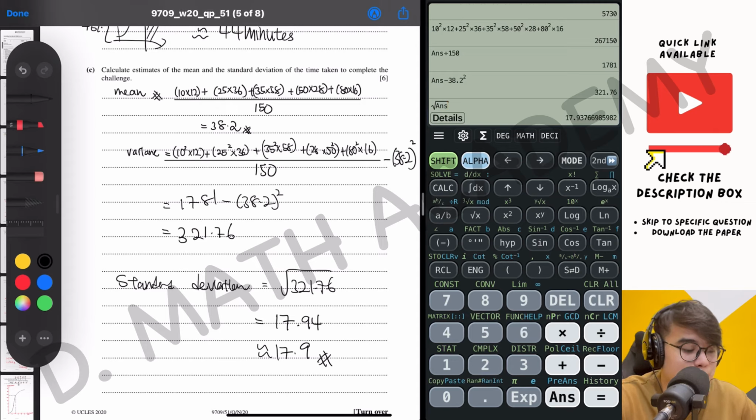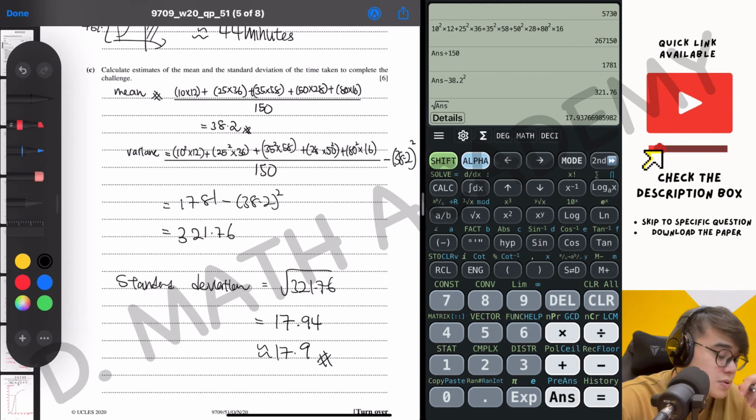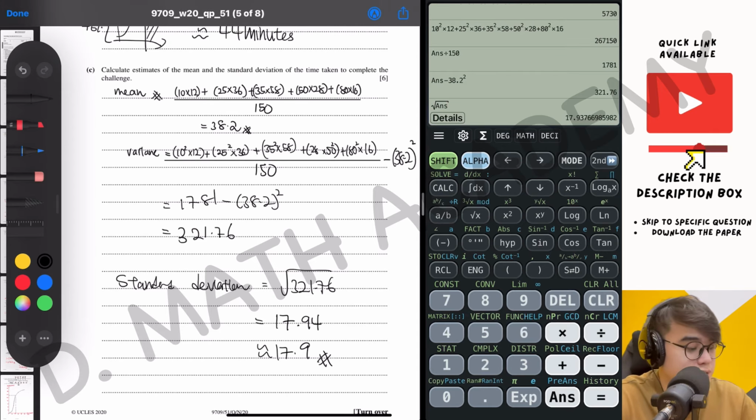So this is what I meant by tricky. Make sure you use the correct formula and the correct variables.